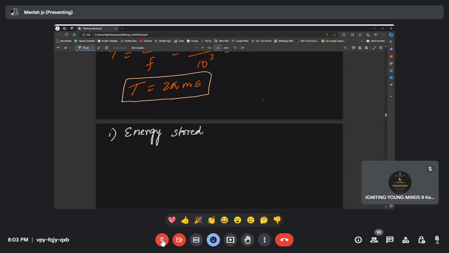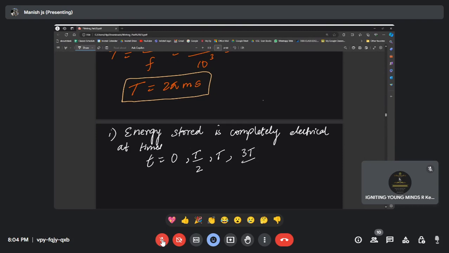Energy stored is completely electrical at the times when t is equal to 0, T by 2, T, 3T by 2, and so on. So these are the multiples. Energy stored is completely electrical at these times, when it is 0, T by 2, T, 3T by 2, and so on. This is for electrical.